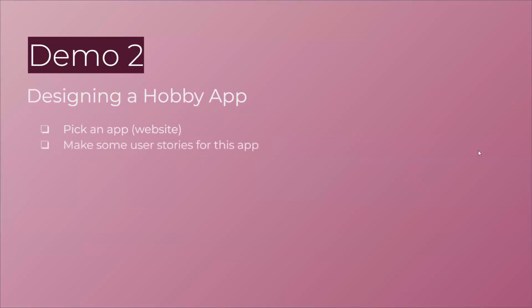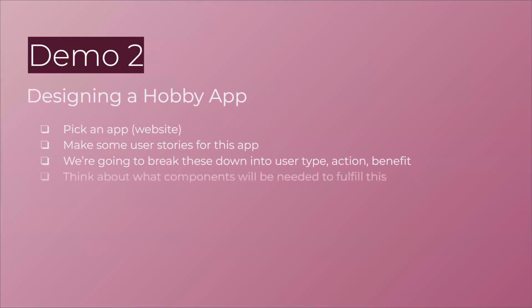We're going to do our second demo now. Now, this will be a review of everything we learned today in this lecture. We are going to design a hobby app. So we're going to pick an app. Collectively, we'll choose what to design, what sort of website or application. We'll make user stories, and then break these down into user type, action, and benefit. And then think about what components will be needed to fulfill this.